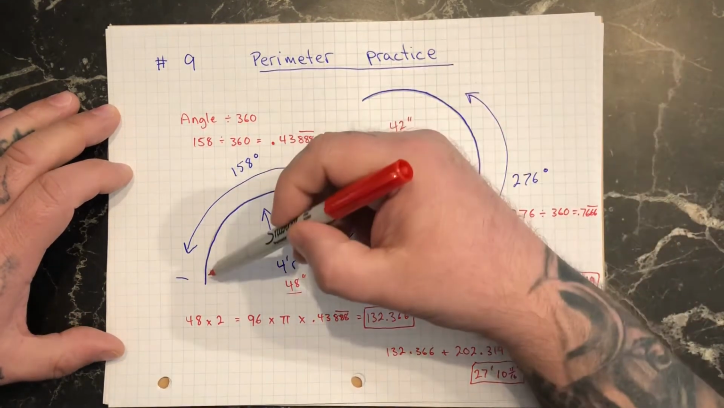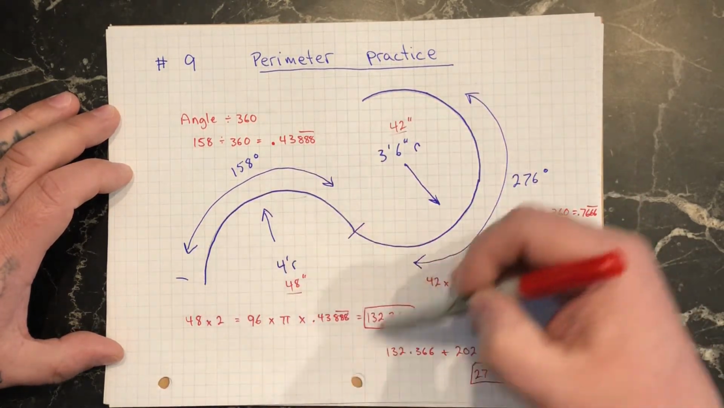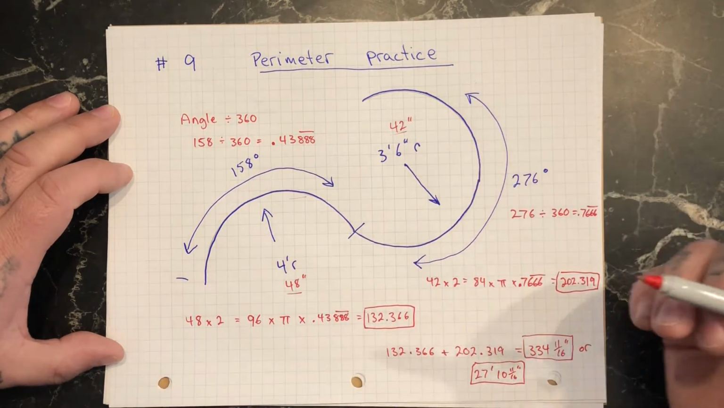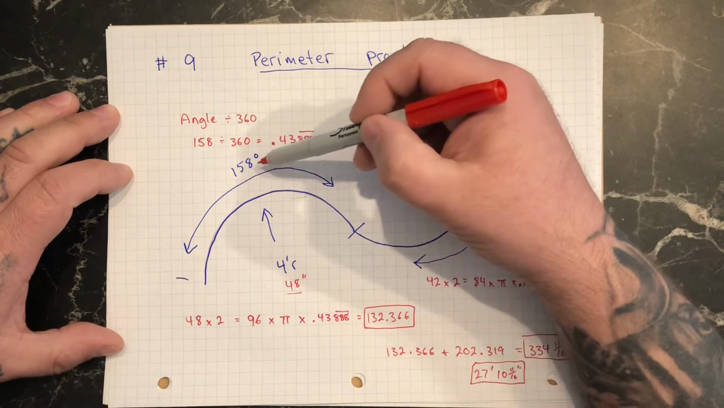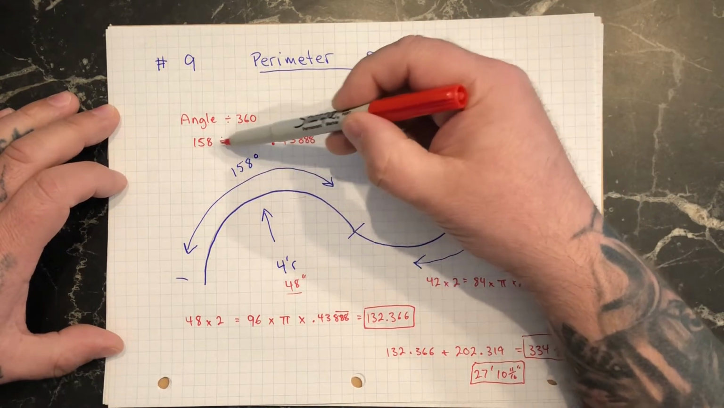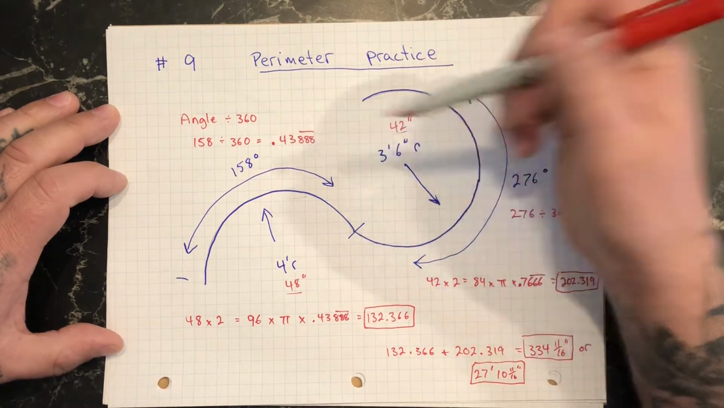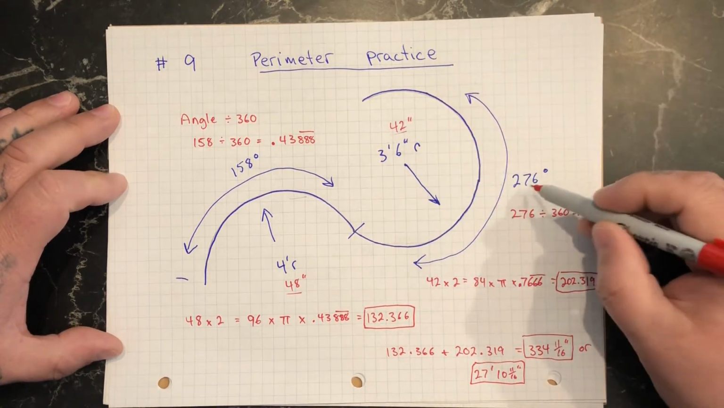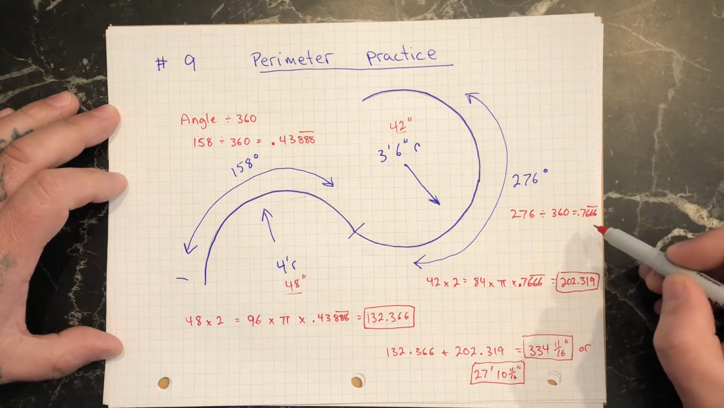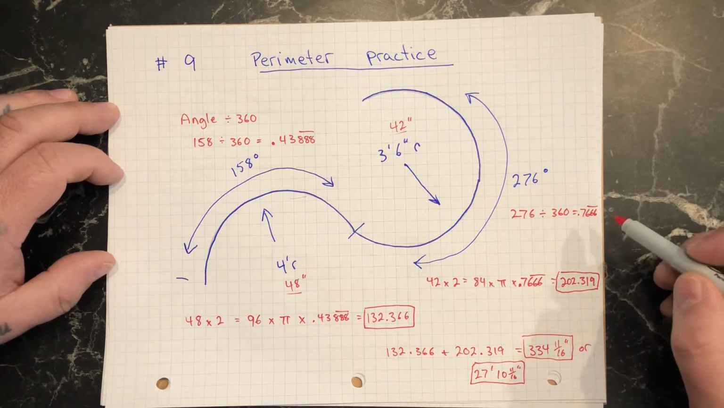Next thing I did is I wanted to see, if you were to imagine these as two circles, what portion this arc is of a circle. So it's that angle over 360. So 158 degrees divided by 360 is 0.43888 continuing. And then I did the same with this arc here. It's 276 degrees divided by 360, which gives me 0.7666 continuing.